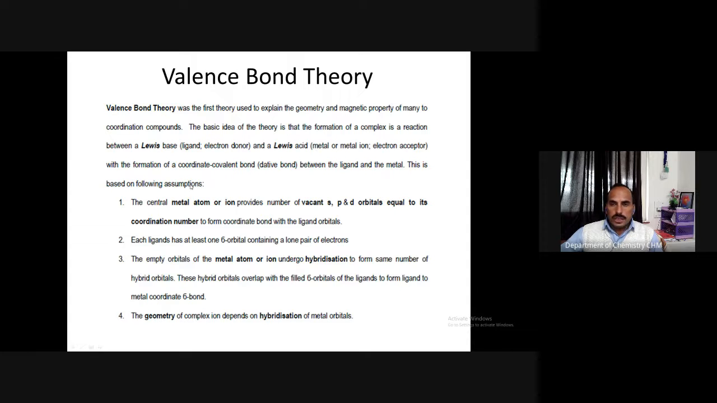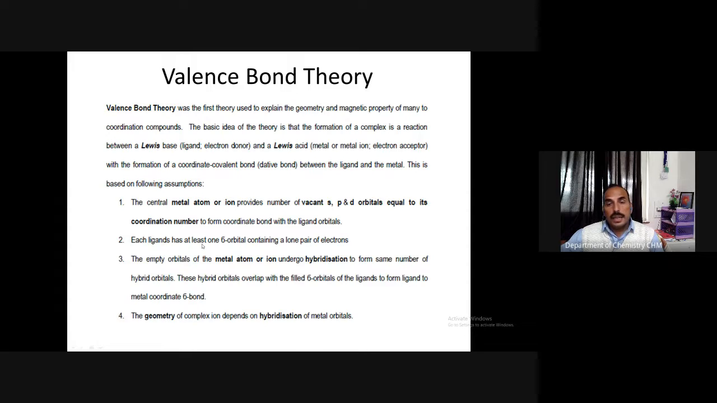This is based on the following assumptions. So what are the assumptions in the valency bond theory? The central metal atom or ion provides a number of vacant s, p or d orbitals equal to its coordination number to form coordinate bonds with the ligand orbitals, right? So let's say, for example, if you have an octahedral complex and you need to form six bonds, so six vacant orbitals have to be provided by the metal atom. In those six orbitals, six ligands can donate their lone pairs, right? So whatever the coordination number, that many orbitals have to be provided by the central metal.